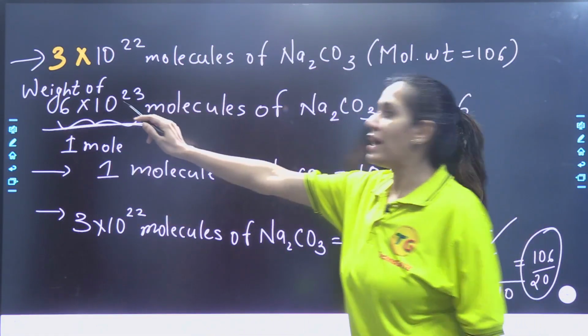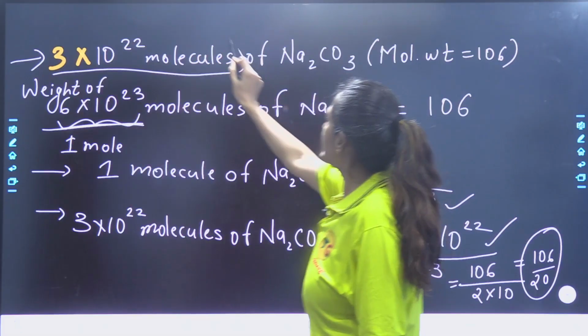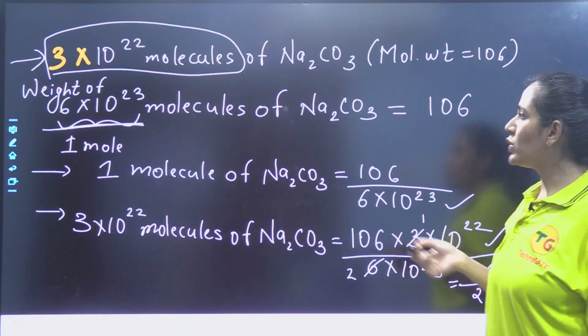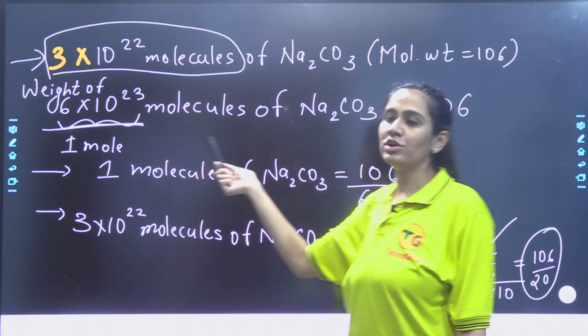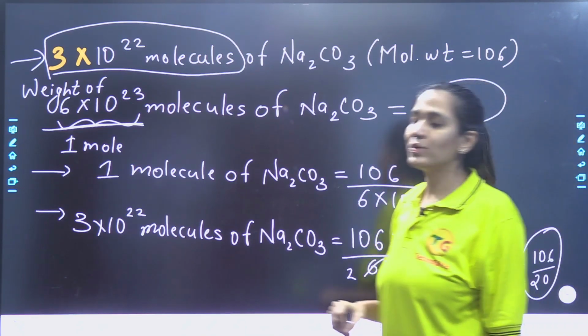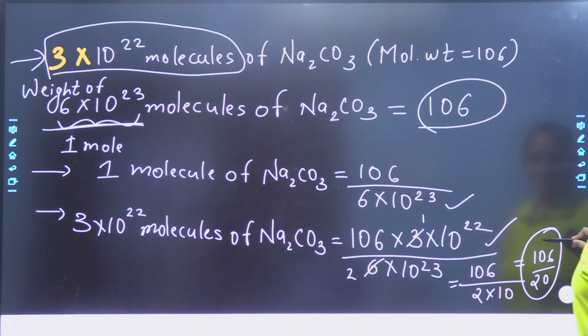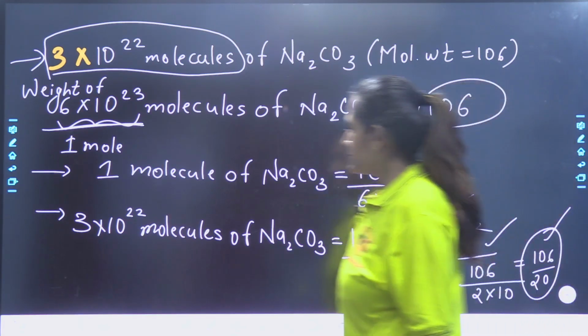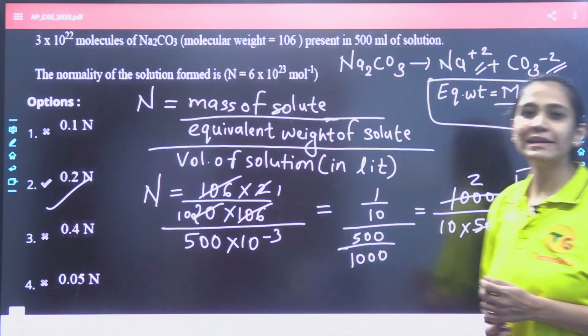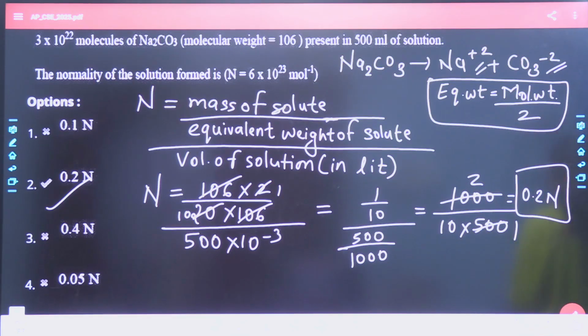What did we do? We first found the mass for the 3 into 10 raised to power 22 molecules, which is the mass of our solute. We know that 6 into 10 raised to power 23 molecules have mass 106 grams, so for 3 into 10 raised to power 22 molecules, with the simple unitary method, it is 106 divided by 20. Then we put all these values in our formula of normality: gram equivalents of the solute present per liter of the solution. Clear?